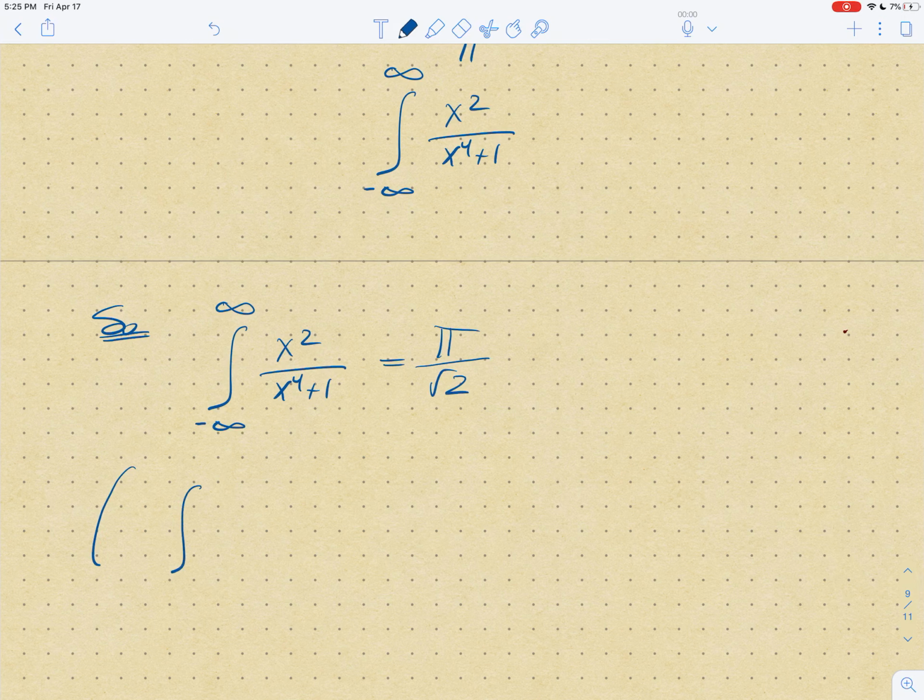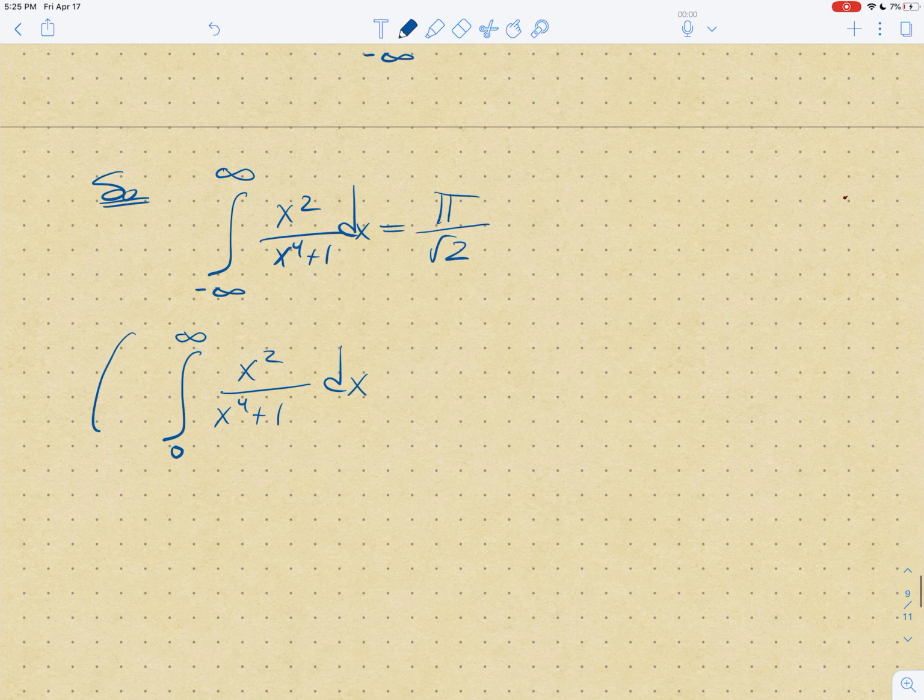Oh, and by the way, in case you care, the integral from 0 to infinity of x squared over x to the 4th plus 1 dx. I forgot a dx somewhere along the way. Let's go back and catch all of those. I think I got them all. This is equal to 1/2 times pi over root 2. So pi over 2 root 2 as well.